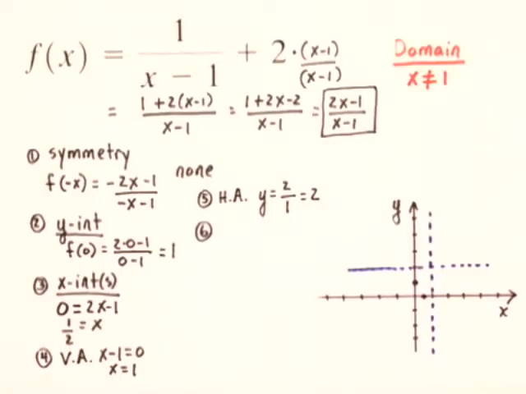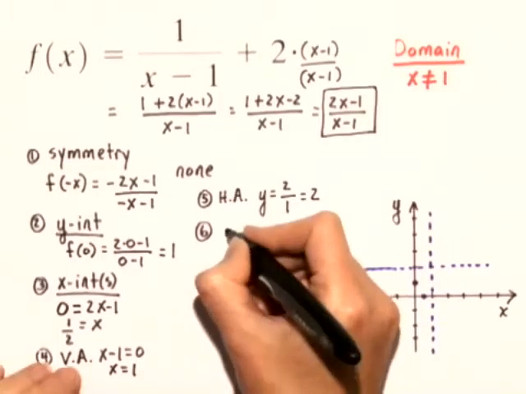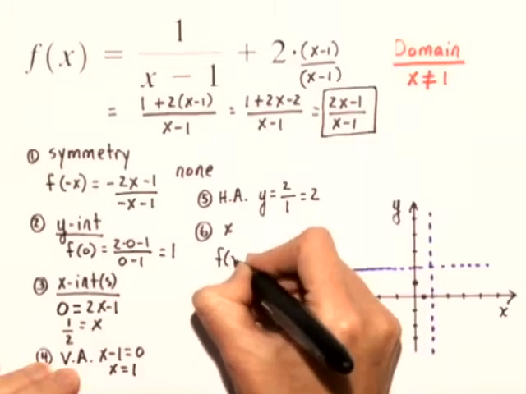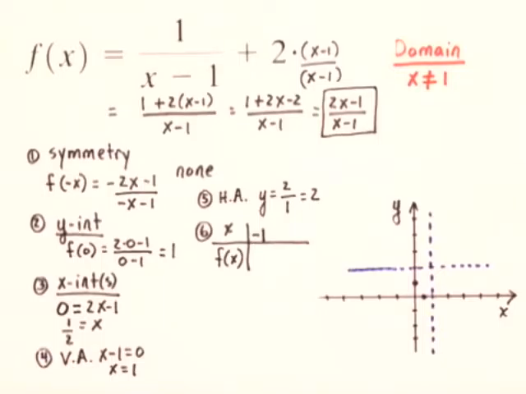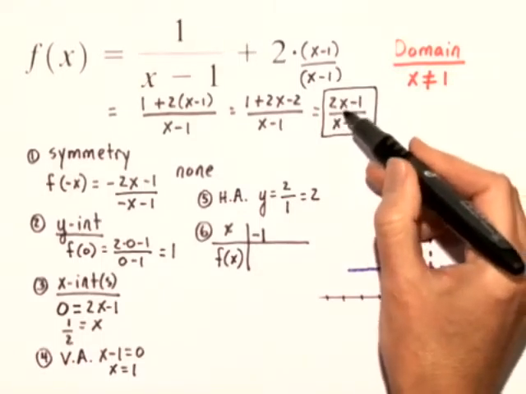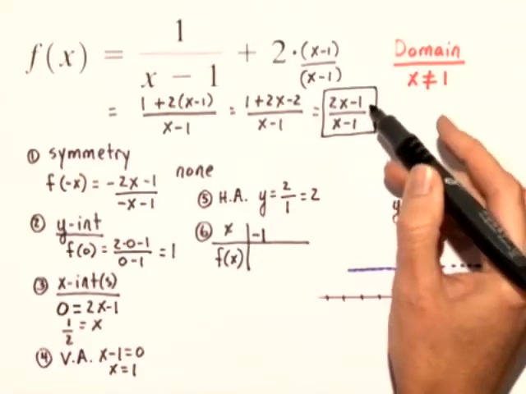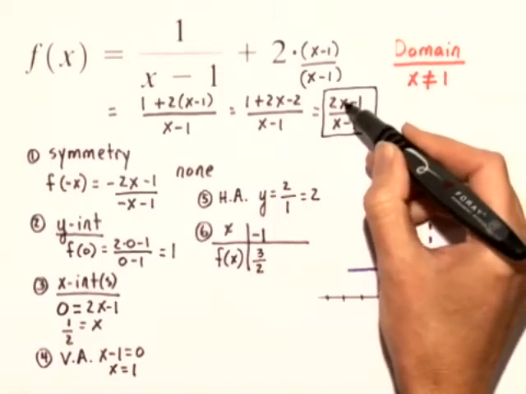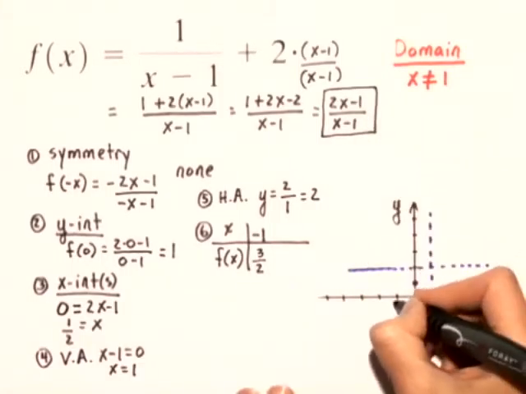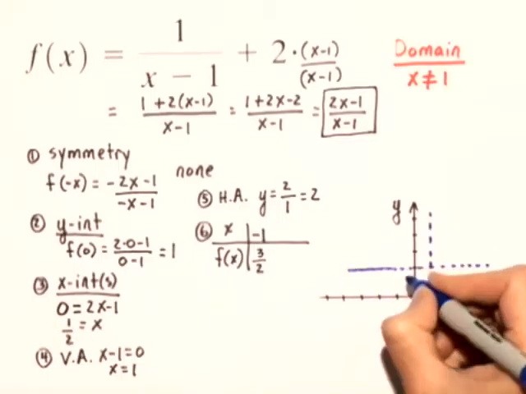In number 6, I want to pick any points that are either in between an x-intercept or a vertical asymptote. So I have an x-intercept here at 1/2. Let's choose a point to the left of 1/2. Let's let x equal -1. If I substitute -1 into my rational function, I'll get a value of 3/2 for f of x. It's just a matter of substituting in -1 and simplifying. So (-1, 3/2) is a point on my graph.